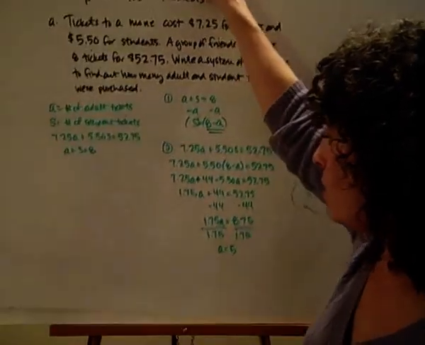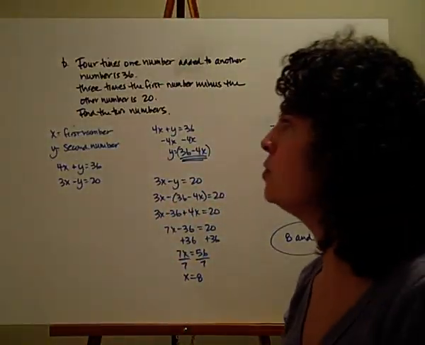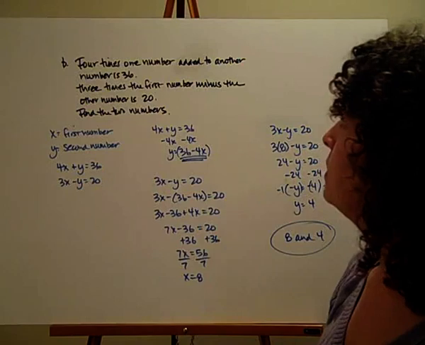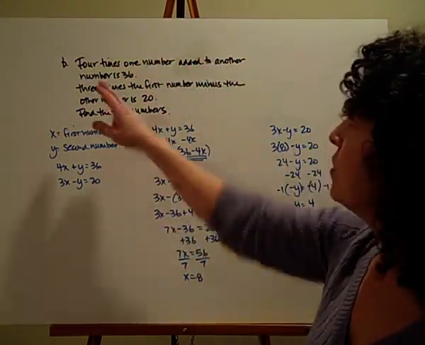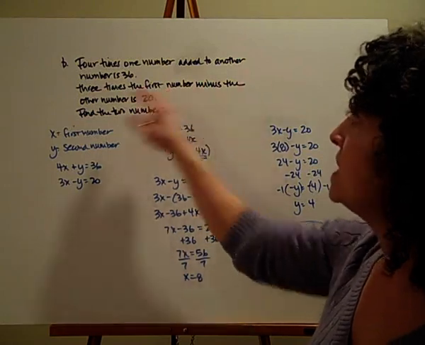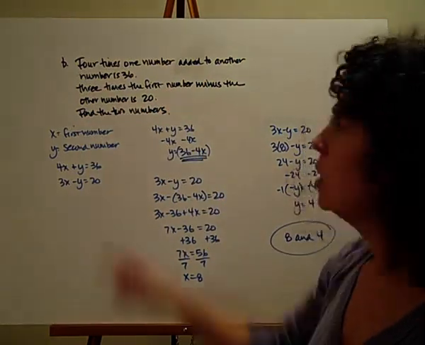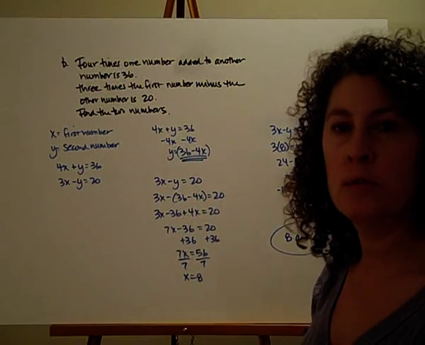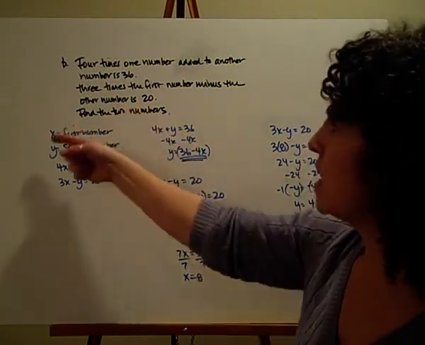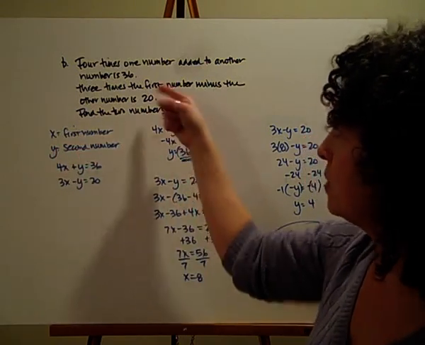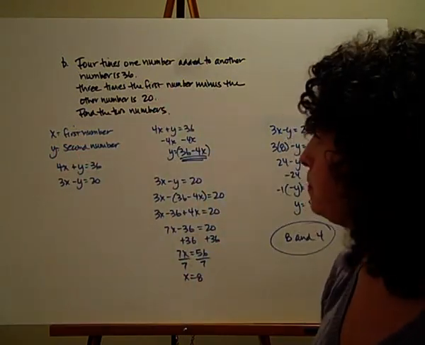All right, we're going to look at one more word problem, which is a little more generic, but it's still a word problem. 4 times one number added to another number is 36. 3 times the first number minus the other number is 20. We're going to find the two numbers. So when I'm done with this, I need to have two numbers. So I'm just going to use x and y. I'm going to use x as my first number and y as my second number. They kind of refer to them in there as that.